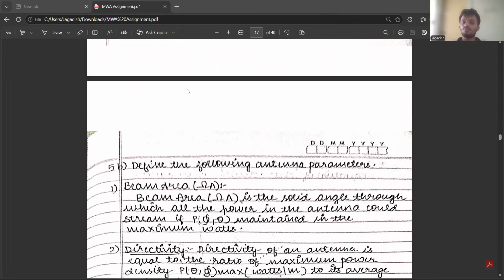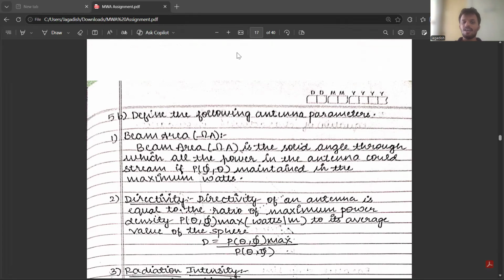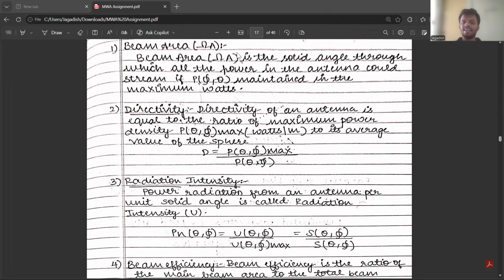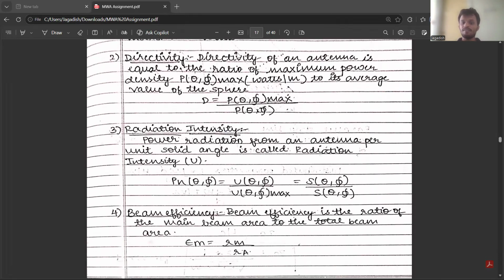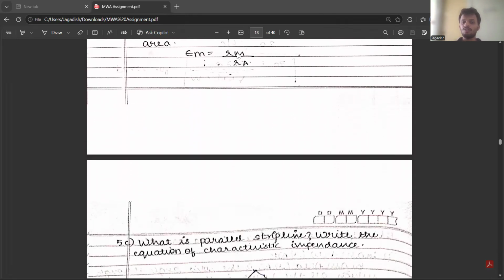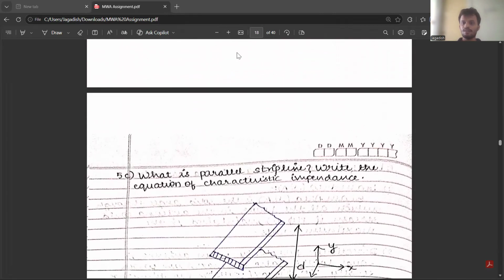Next comes something very important. They have asked in most of the papers for the definitions of the antenna parameters. Mainly these definitions are important: the beam area, directivity, radiation intensity, and the beam efficiency. These four definitions you will have to learn properly for the examination.